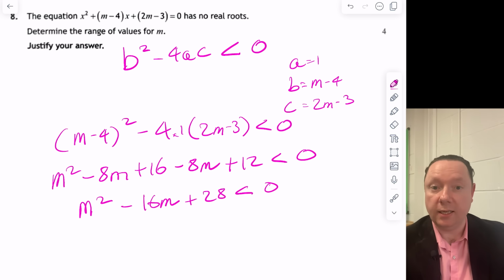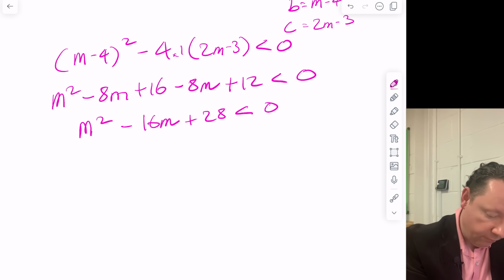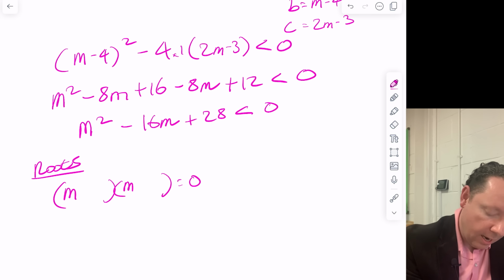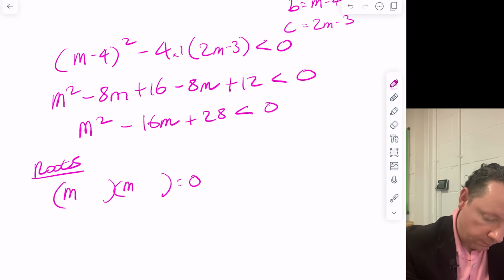So it's a quadratic inequality. So what we do with these is we look at the roots and draw a little graph. So the roots, we've got double brackets, m and m. And for the roots, we've got 14 and 2. Minus 14 minus 2 is minus 16. 14 times 2 is 28. So we get m equals 2 and m equals 14 as our roots.